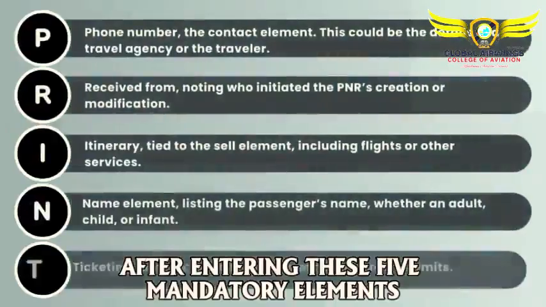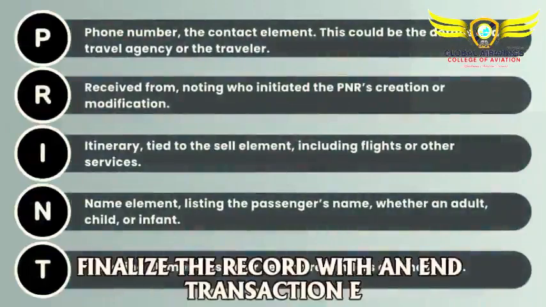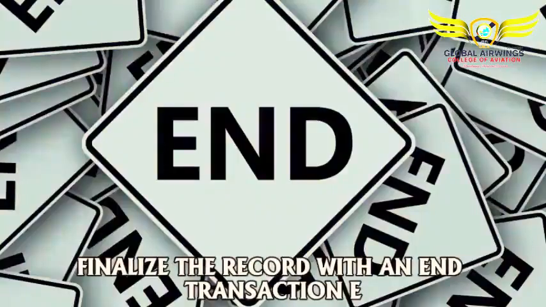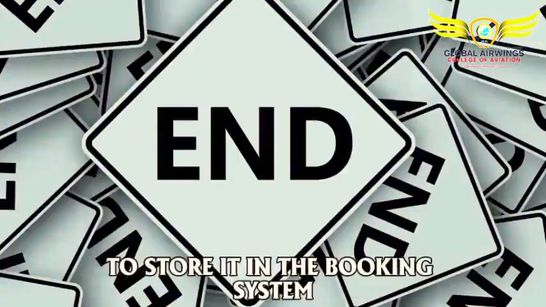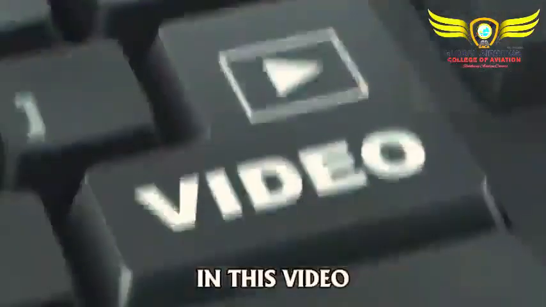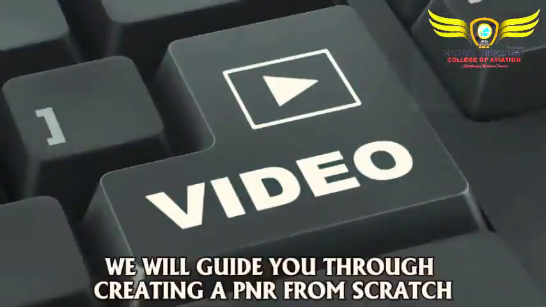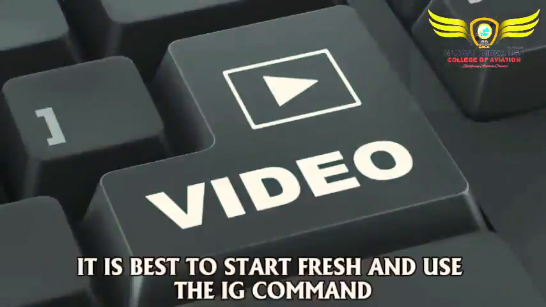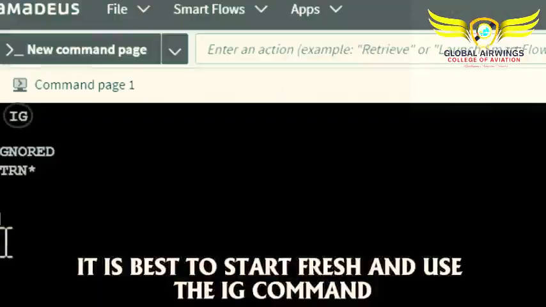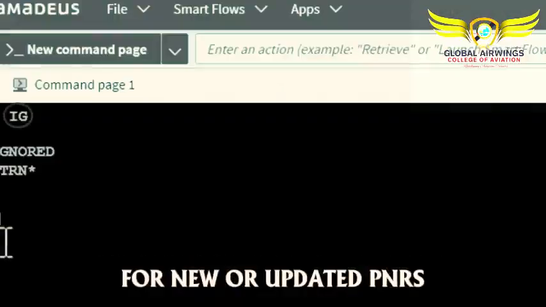After entering these 5 mandatory elements, finalize the record with an ET or ER transaction to store it in the booking system. In this video, we will guide you through creating a PNR from scratch. It is best to start fresh and use the IG command for new or updated PNRs.